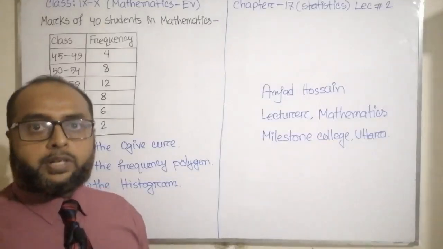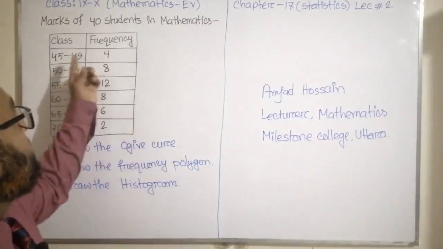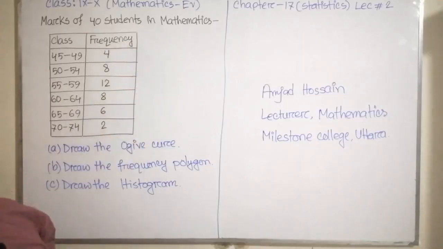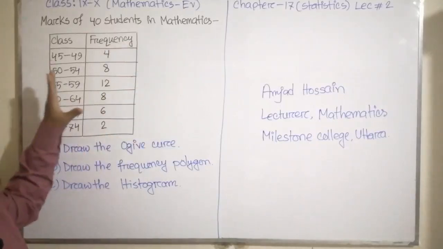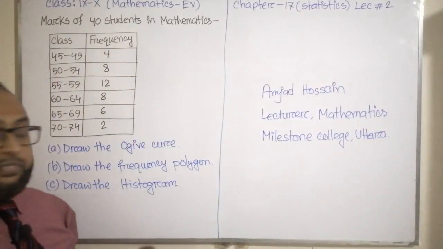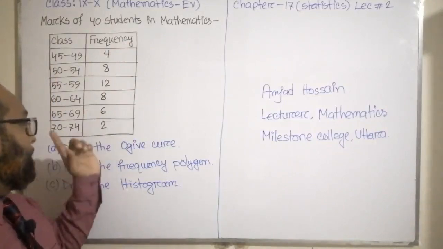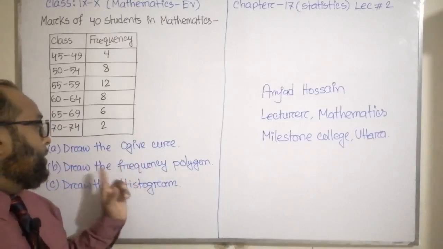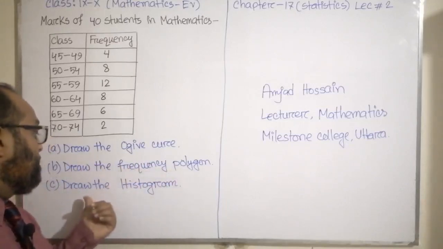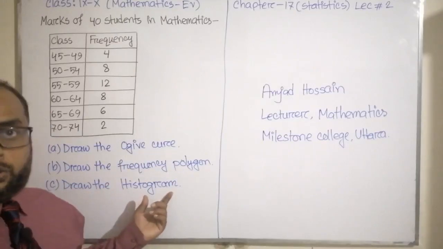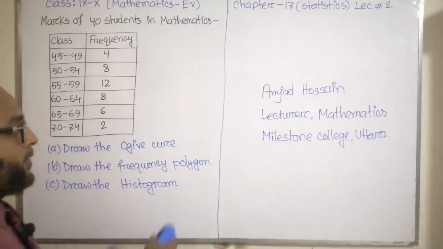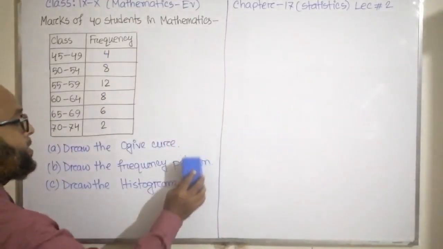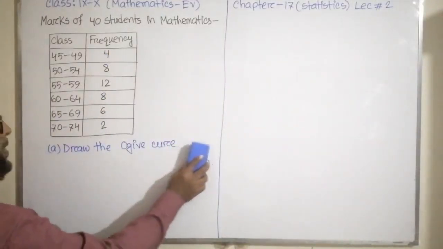Okay my dear students, now there is a data. The data of 40 students' marks in mathematics are given. Using this data we have to draw the graph of the algebraic curve, and draw the frequency polygon and then the histogram. Okay, first I draw the algebraic curve from this table.